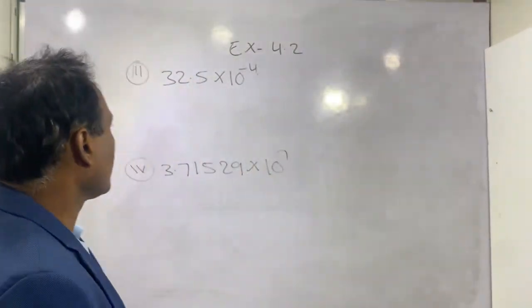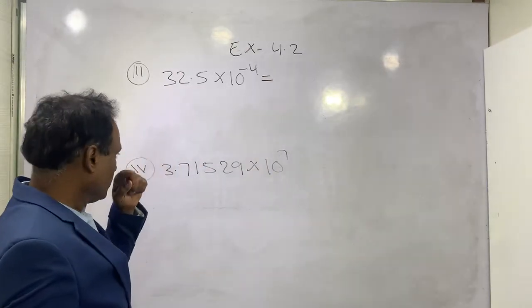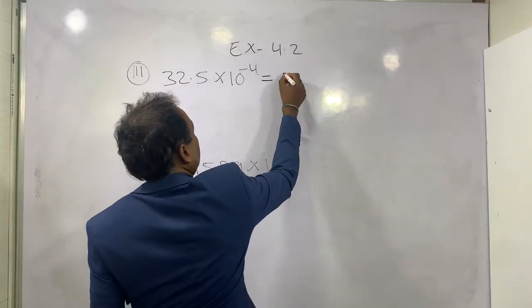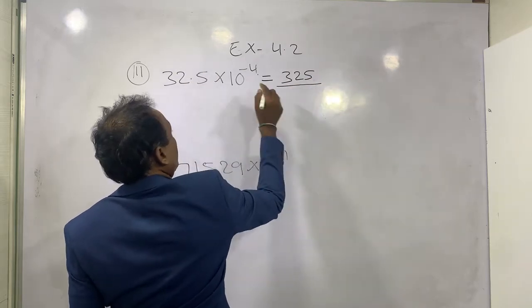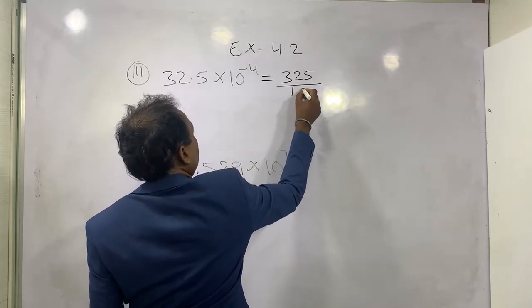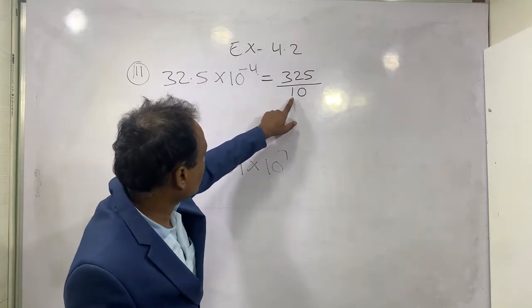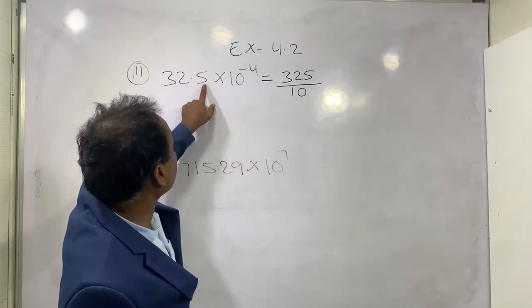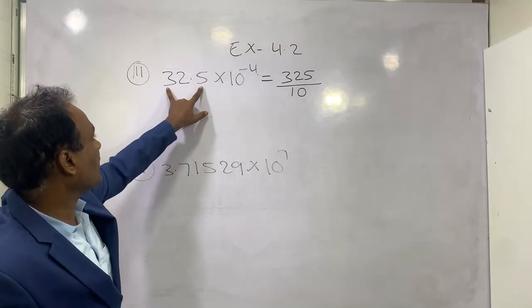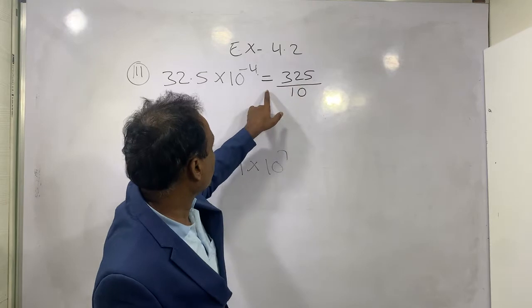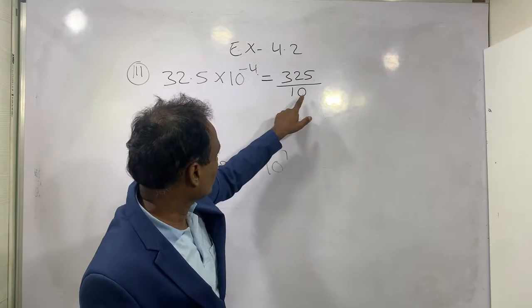See here. 32.5. Remove the decimal. To remove the decimal, we have to write 1, and after the decimal, how many digits? 1 digit. So 10. 32.5 can be written as 325 divided by 10.